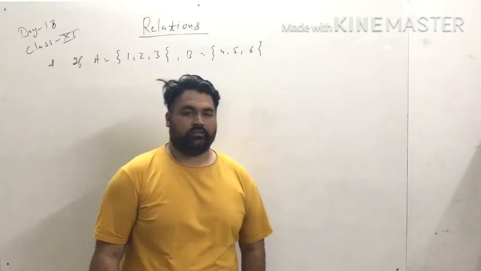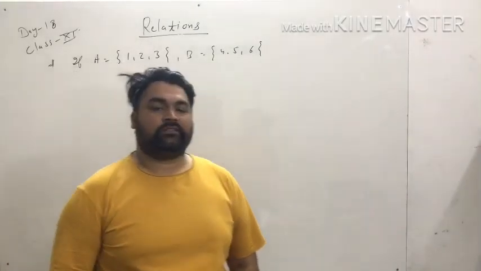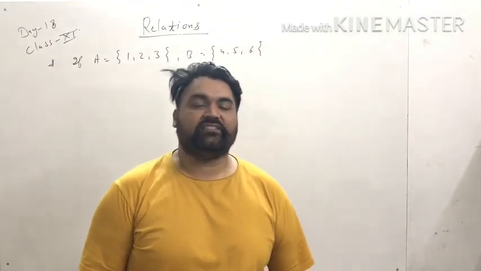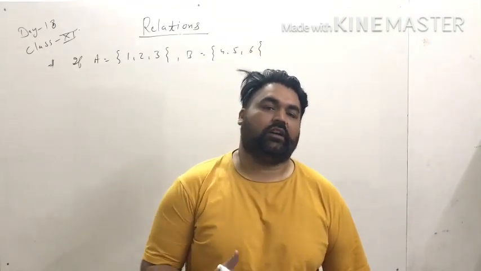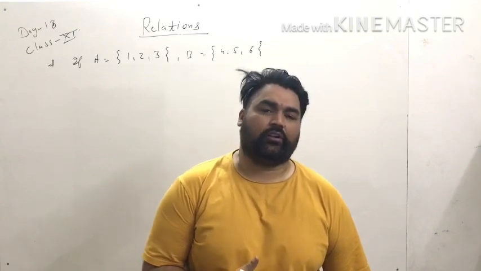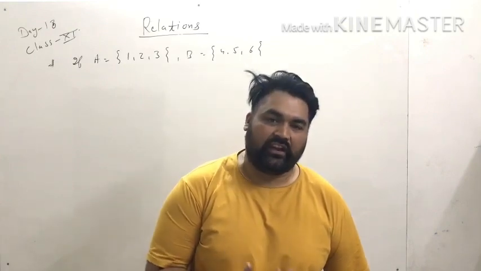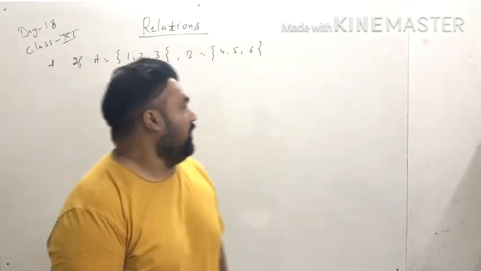Good morning students, today is day 18. Today we will discuss some examples related to relations. The previous lecture was ordered pair, Cartesian product of two sets, domain, range, codomain.